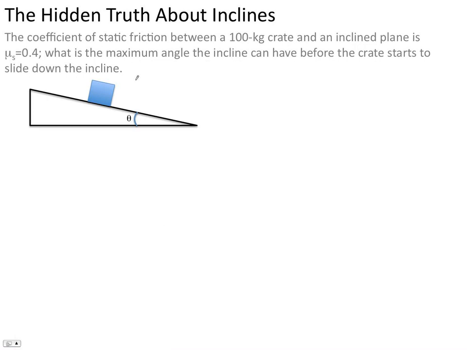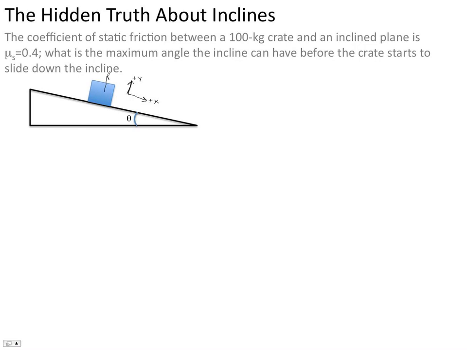All right. So before you start any problem, make sure you draw a picture, define positive and negative x and y direction. With these inclines, what I like to do is call the direction that's parallel to the surface of the incline the x direction, and the direction that's perpendicular to the surface of the incline the y direction. So not vertical and horizontal in this case.